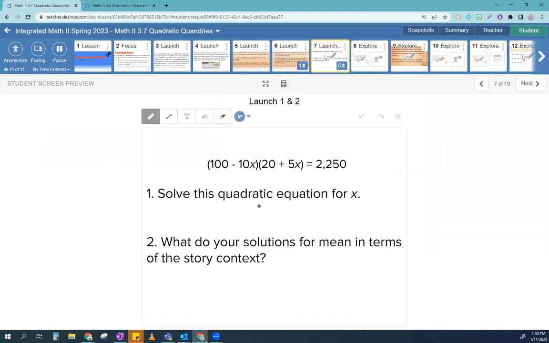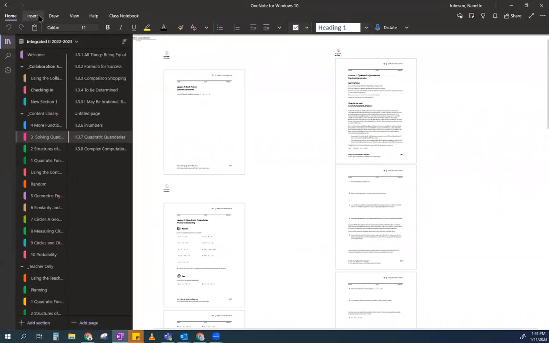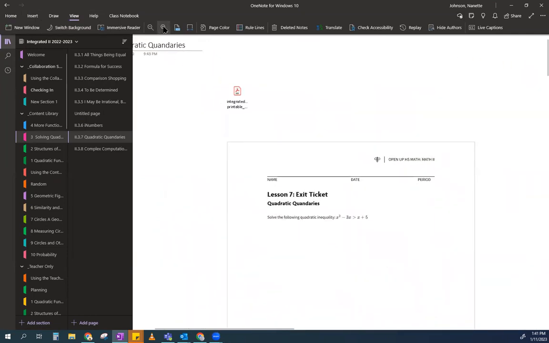So this says solve this quadratic for x. Do you guys all remember how to do this? It's a couple different ways. Yeah, I know you guys got some. Okay, so let me go over here to my lovely OneNote. Boom. So if you forgot, not a big deal. That's why we're here to remind you.